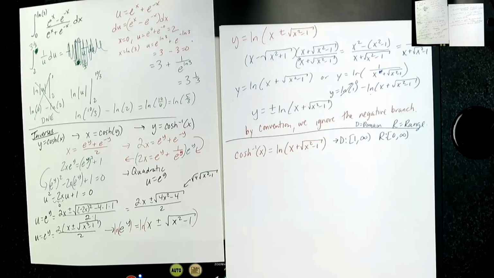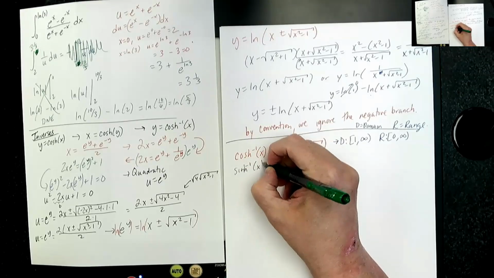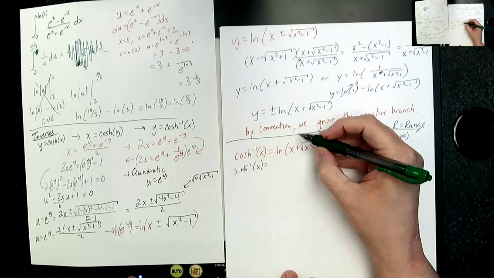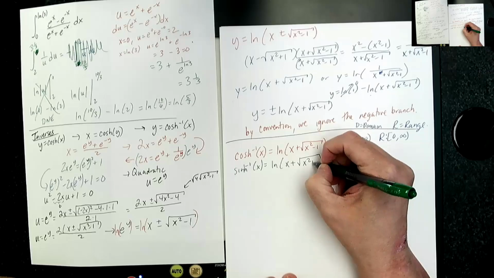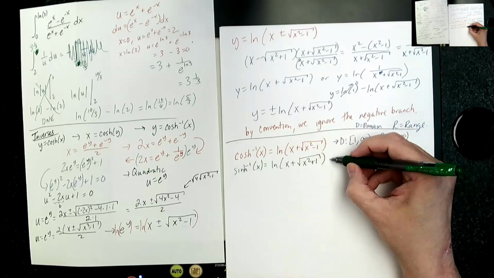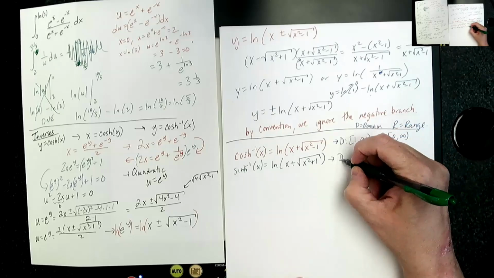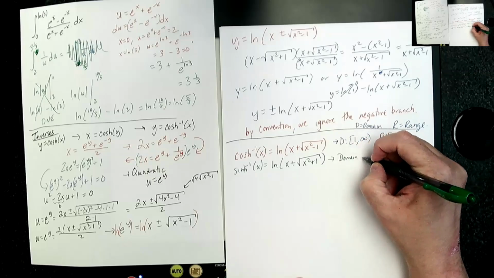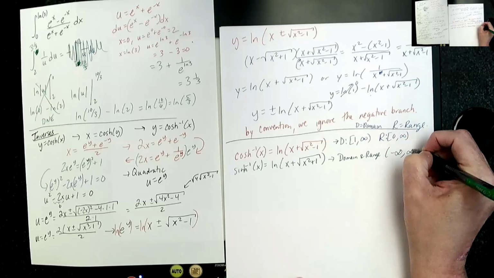All right, so that's cosh. Sinh. Sinh inverse of x is very similar. It's x plus the square root of x squared plus 1. The only difference is the sign inside the radical. But it does have a different domain. Both domain and range are infinite. It's the full spread of numbers, negative infinity to infinity.